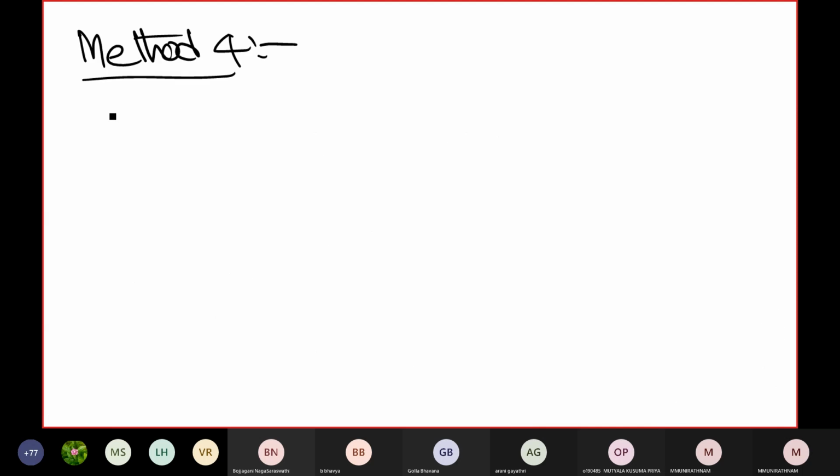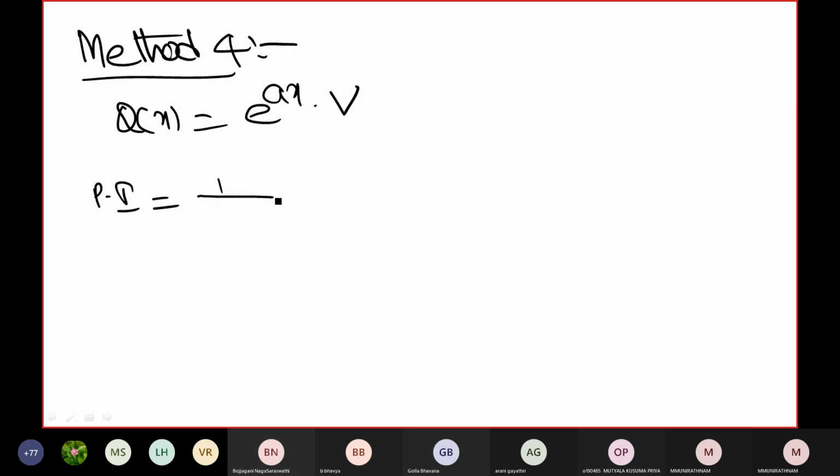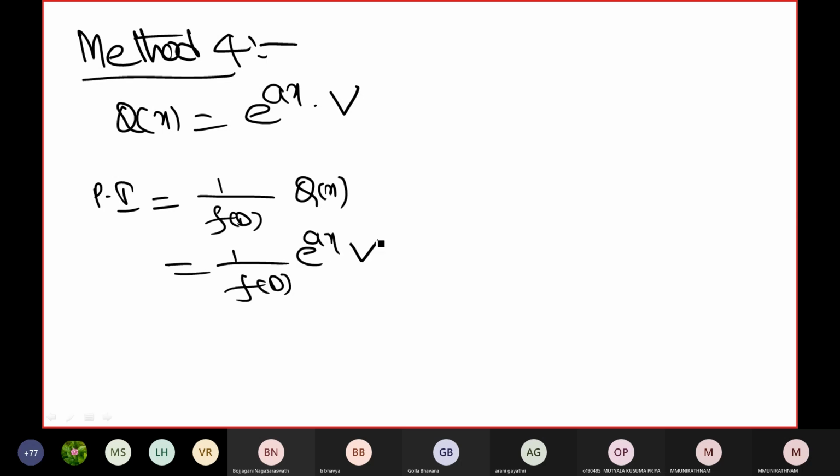In case of method 4, the q of x is in the form of e power ax into V, like e power ax into sin ax, e power ax into cos ax, e power ax into x, e power ax into x square, like that. In that case, f of d into q of x. So here 1 by f of d into e power ax into v. Okay. So in this case, you should move e power ax to the front.